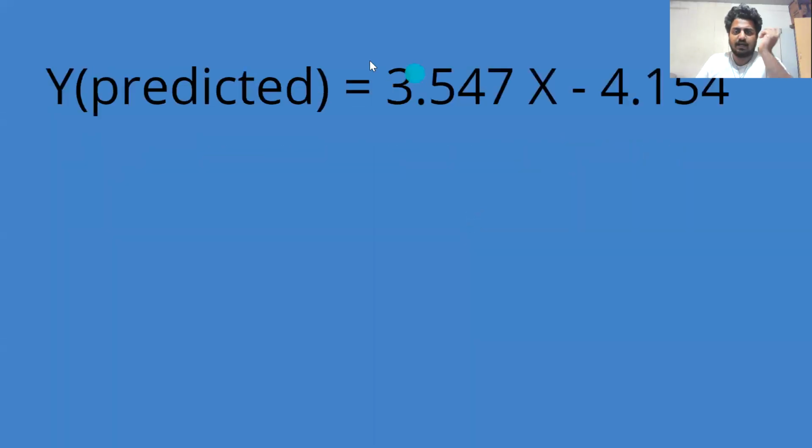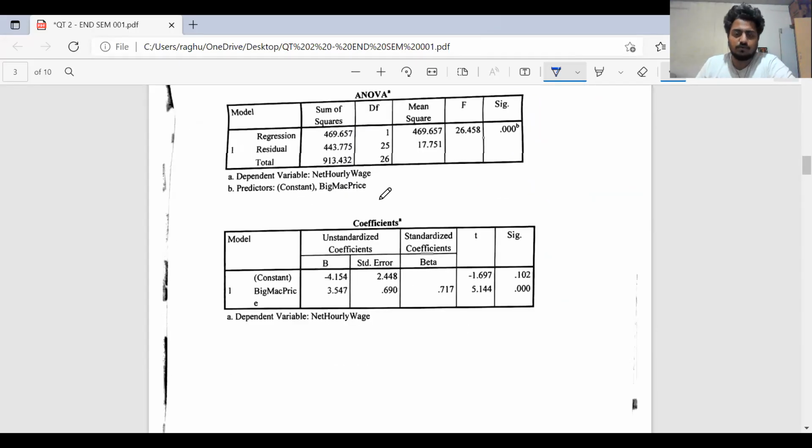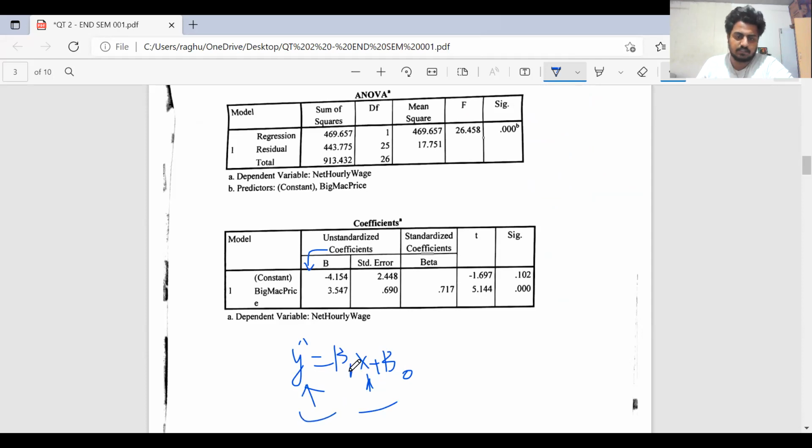Now the last one is arriving at the regression model, which is the formula in itself. And for this we use the coefficients table. In particular, we'll be using the unstandardized coefficients of the beta value. Now, you remember the formula: y predicted equals beta 1 x plus beta naught, right? Where x is your independent variable and y is your dependent variable. Here x will be the net hourly wage and y will be your Big Mac price.